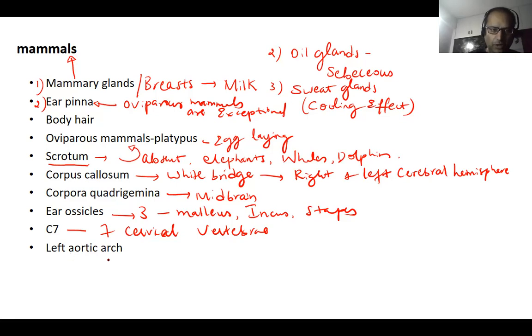And the next point is the left aortic arch. The aorta bends towards the left side of our heart. That is what we call the left aortic arch. Why? So that from there it can reach the cells throughout our body. For that reason the aorta is towards the left. This is also a speciality we need to understand in the case of mammals.